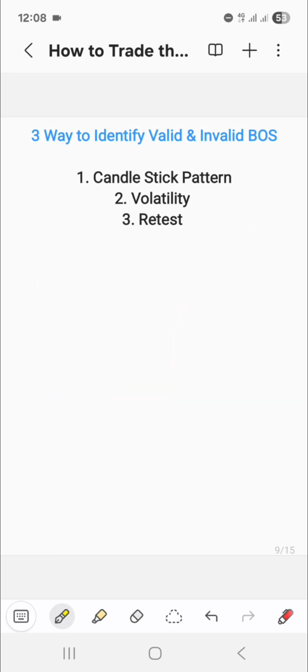Now there are 3 ways you can establish that. Number 1, via the candlestick. Number 2, volatility. Number 3, retest. Retest is the primary strategy we are using here, but I'll explain the candlestick patterns, the volatility and the retest pattern. So now let's assume this is the market ongoing right now, and we have a break of structure towards the uptrend. How do you know that this break of structure is valid?